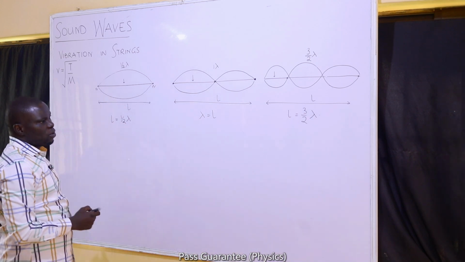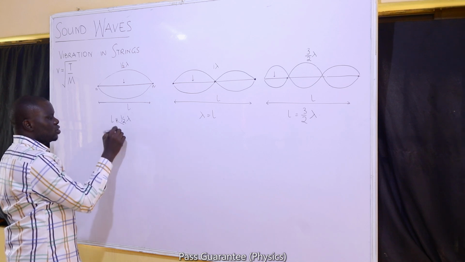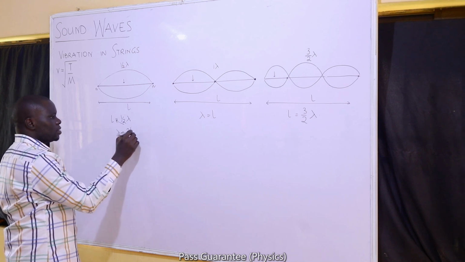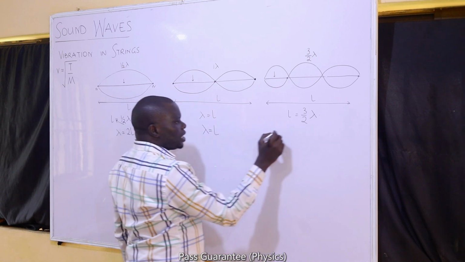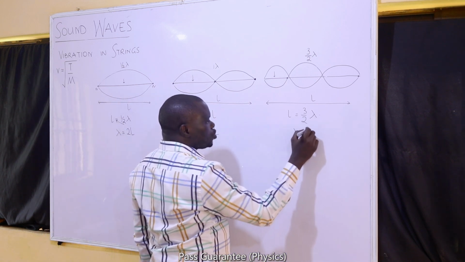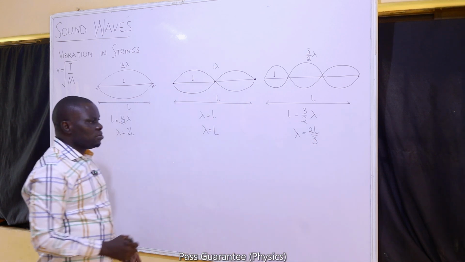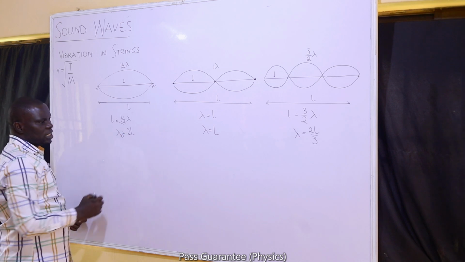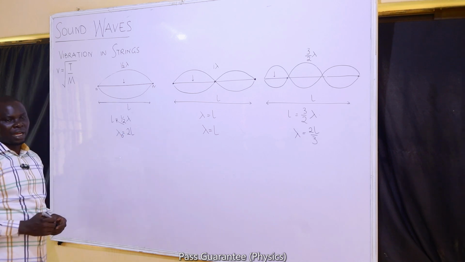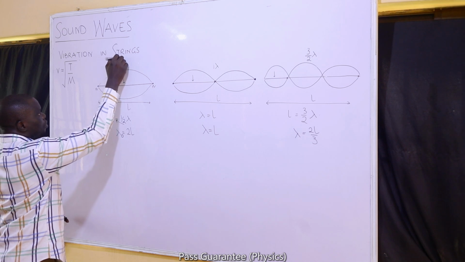So let me make the wavelength the subject of the formula in each. The wavelength here, if I cross multiply, will be 2L. The wavelength here will be L, while the wavelength here will be 2L/3. Because this is the simplest mode of vibration, I'm going to call this wavelength the fundamental wavelength, and I'll represent it with lambda naught. This will be called the fundamental mode of vibration.